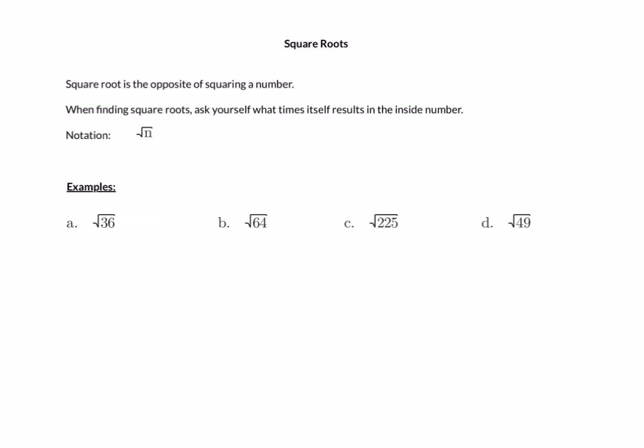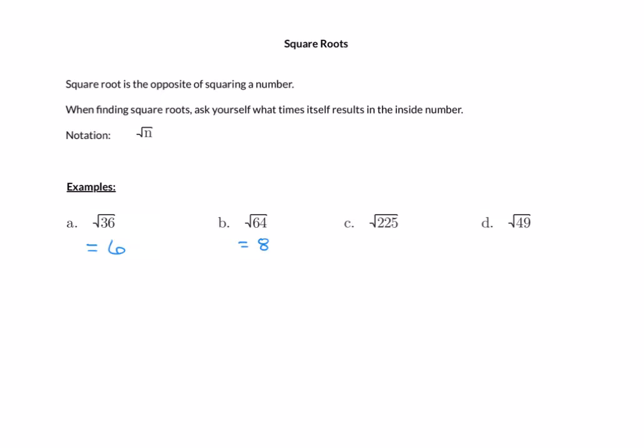So let's go ahead and try some examples. Example A, we have the square root of 36. So what I want to know is what times itself equals 36. The answer is 6. Example B, same thing, we have the square root of 64. What times itself equals 64? You should get 8.